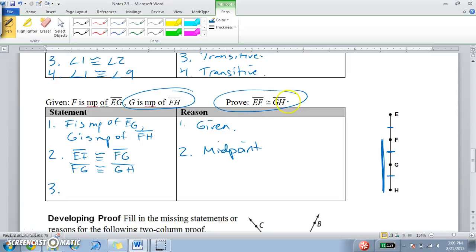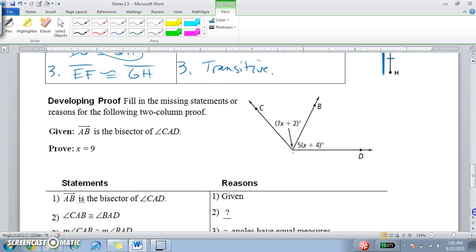So now we're trying to prove EF is congruent to GH. Well, EF was congruent to FG, and FG was congruent to GH. So this is another example of the transitive property. Since EF is congruent to FG, FG congruent to GH, these two things must be congruent to each other. EF congruent to GH. Alright, last proof.